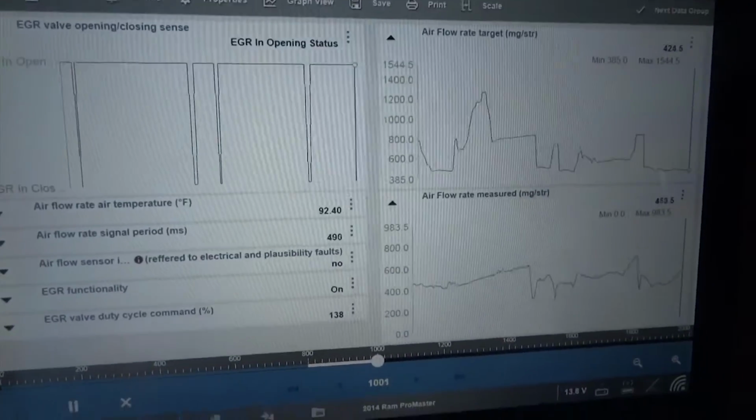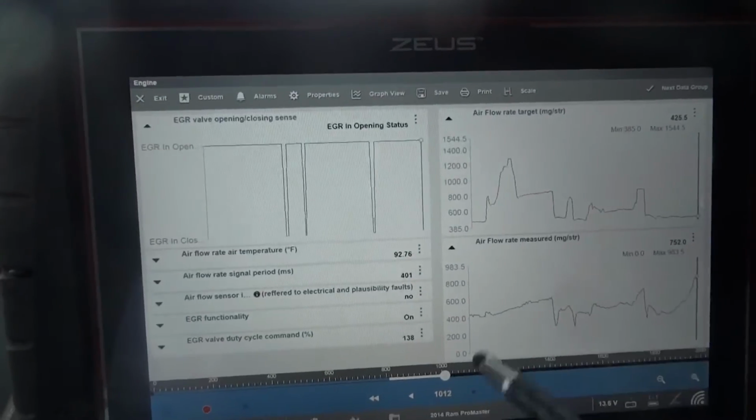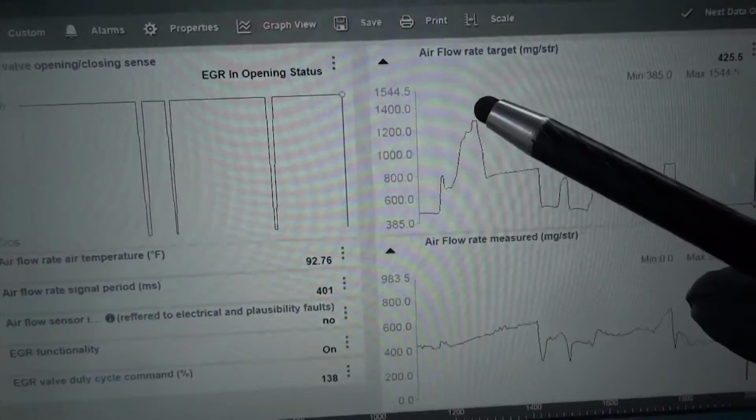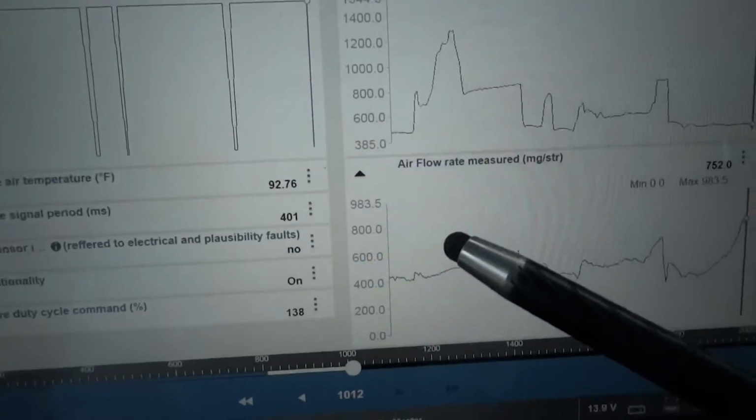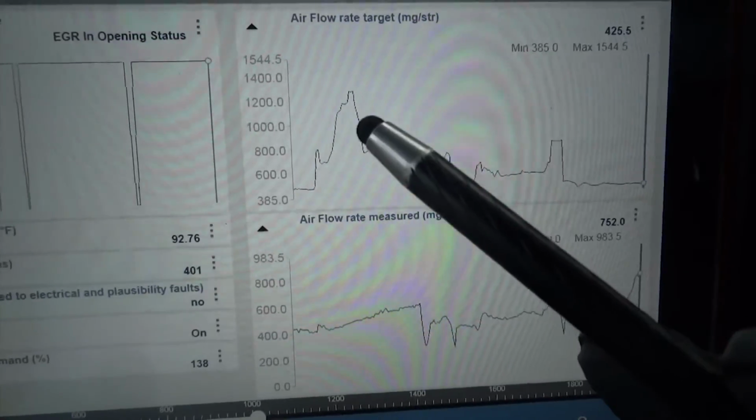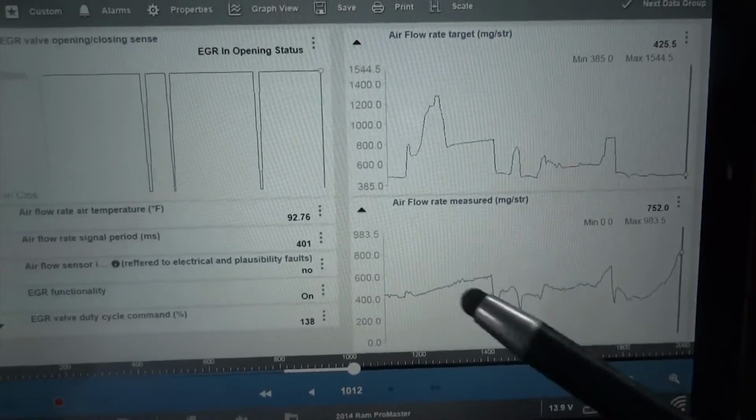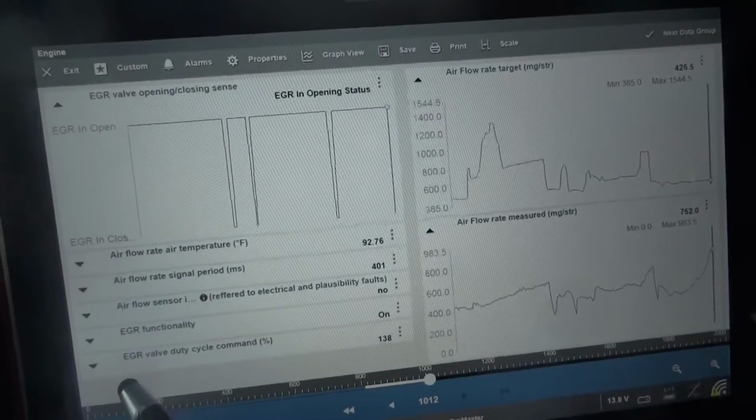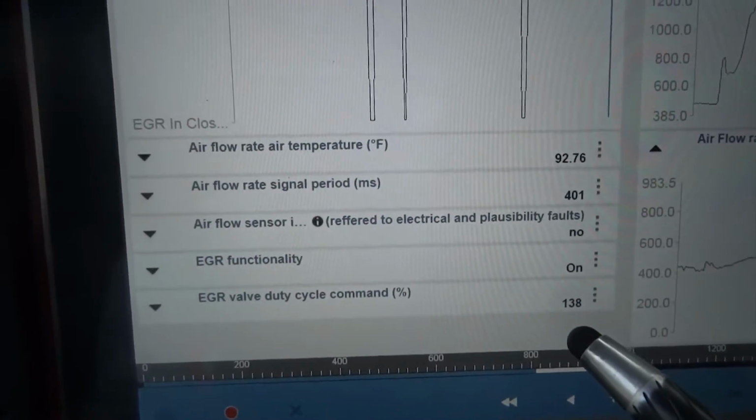Let's look at the scan tool. So here's what we got. I'm going to pause this. The airflow rate, our target airflow rate went up to about 1300 milligram per stroke, but our actual didn't go as high. It didn't even go past 1000. So it looks like we have a mass airflow sensor that's under reporting. Our EGR duty cycle over here was 138%.